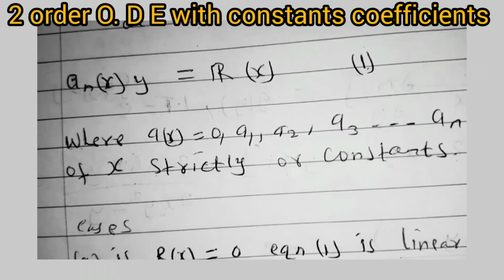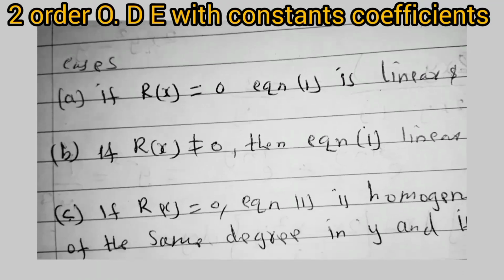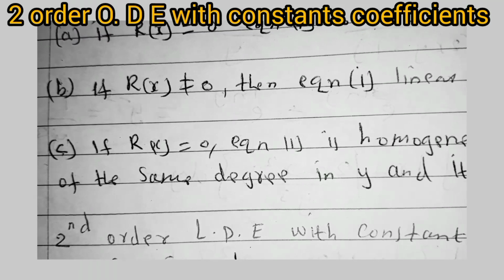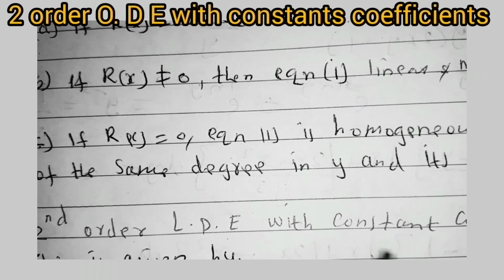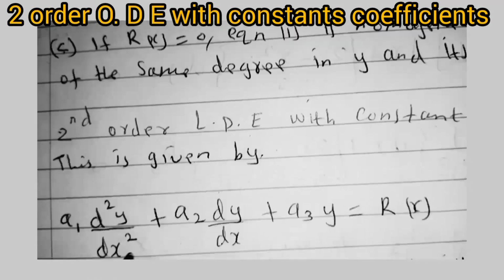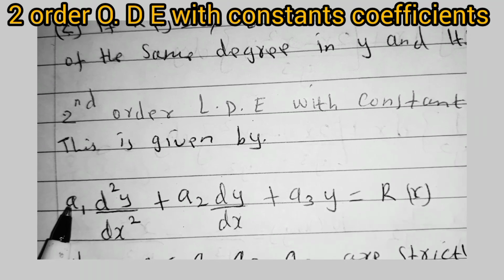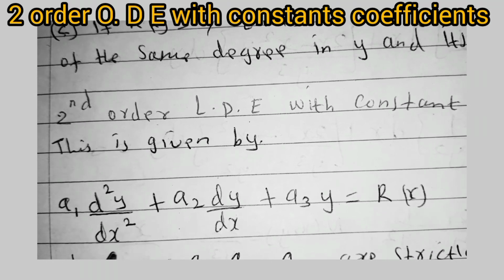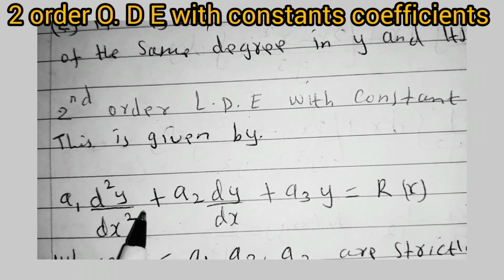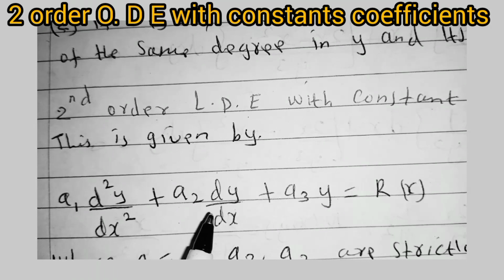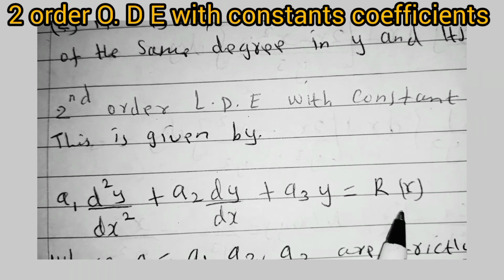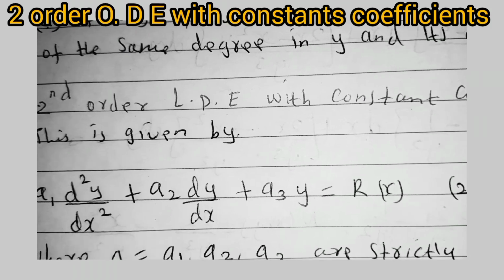Now, the next thing we want to consider is the second order linear differential equation with constant coefficients. This equation is given by the following. This is a second order linear differential equation, which is given by a1, second derivative of y with respect to x, plus a2, first derivative of y with respect to x, plus a3 y, which is equal to r(x). We label this as our equation 2.